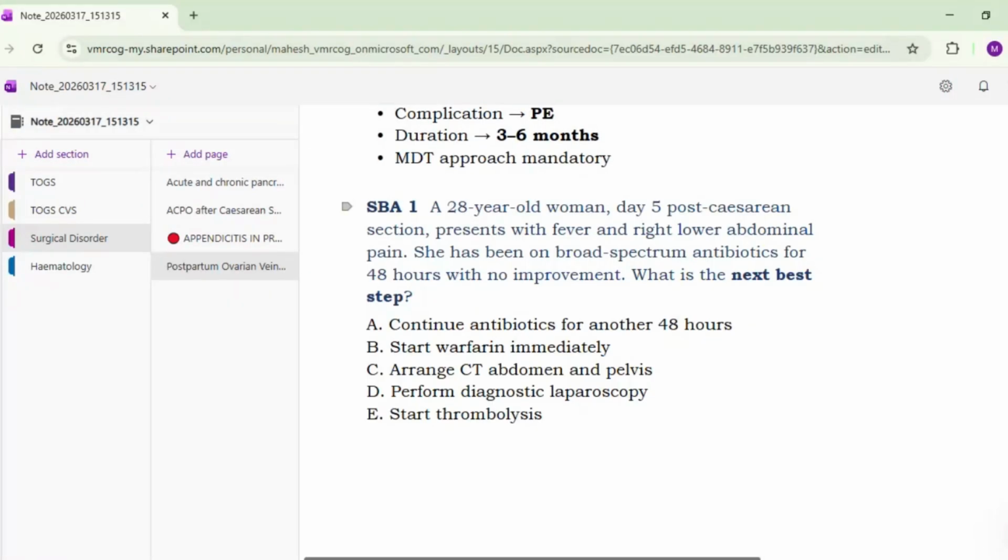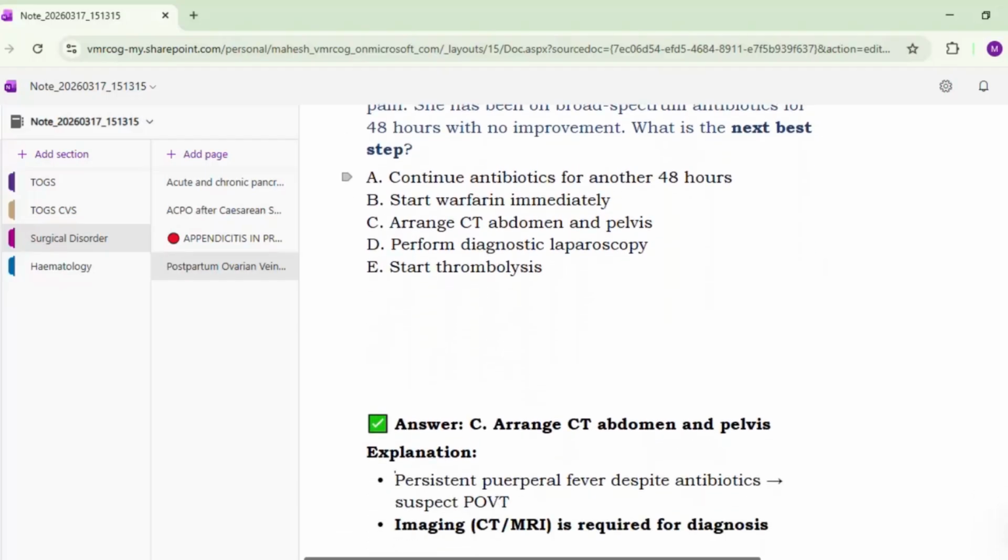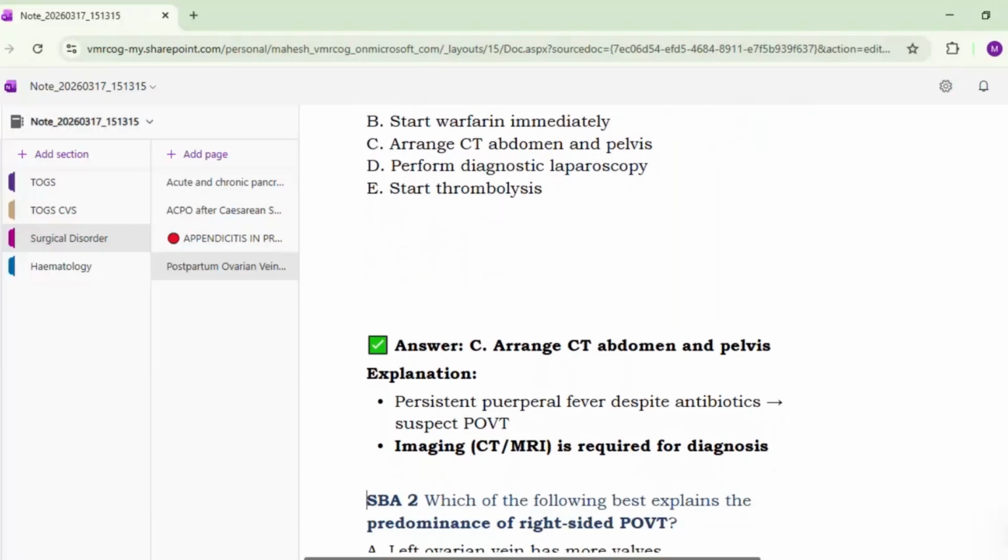Persistent fever with right lower abdominal pain. Appendicitis still will go as a second option, not immediate. So here it is arranged CT abdomen plus pelvis. Yes, sir. Persistent puerperal fever despite antibiotics, suspected POVT, imaging CT or MRI is required for diagnosis.